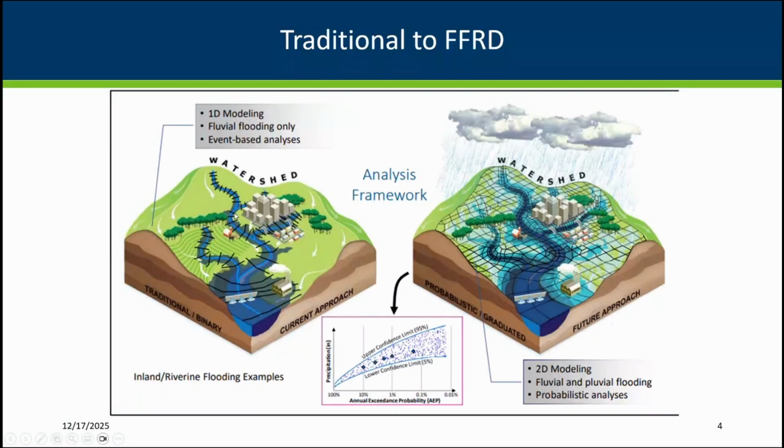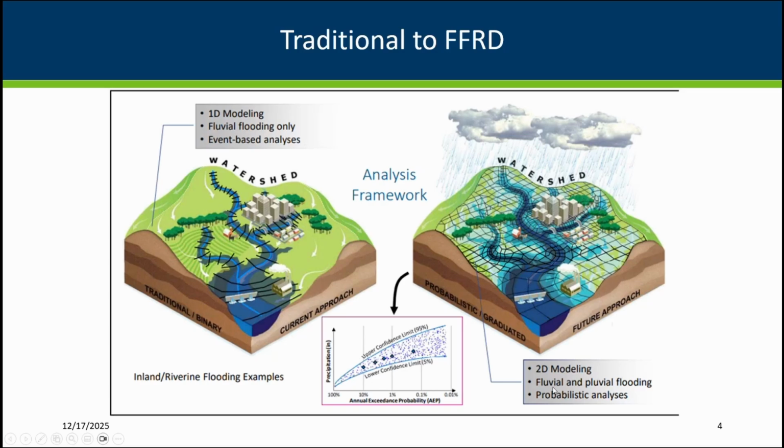So the traditional approach, as we were talking about before, is these 1D models with cross sections going up the stream. Some tributaries may or may not be mapped, and you're only getting information based on those streams that happen to be modeled. For the probabilistic approach, they want to look at the whole watershed. So you're getting additional tributaries coming in, even if it doesn't become regulatory.